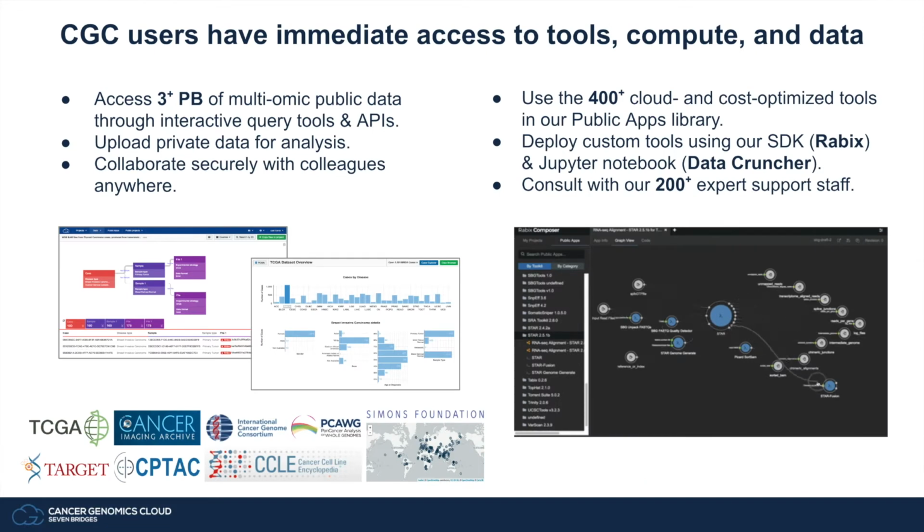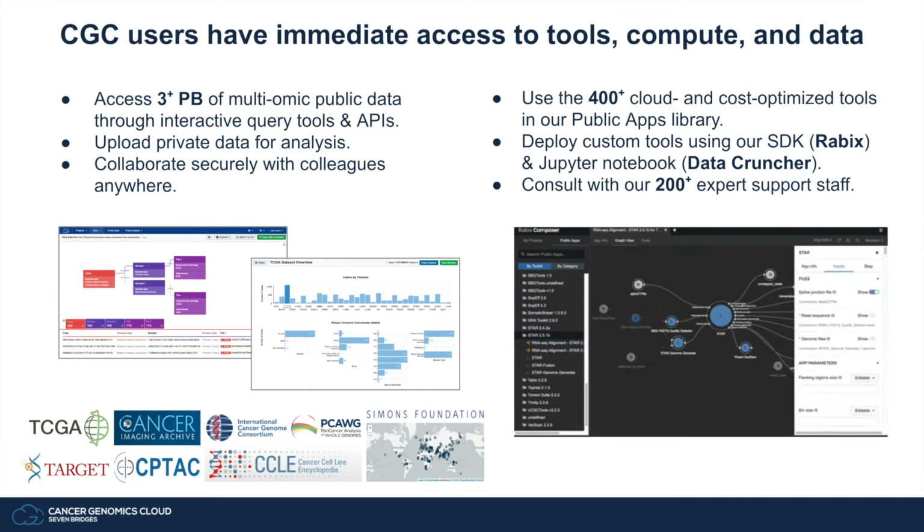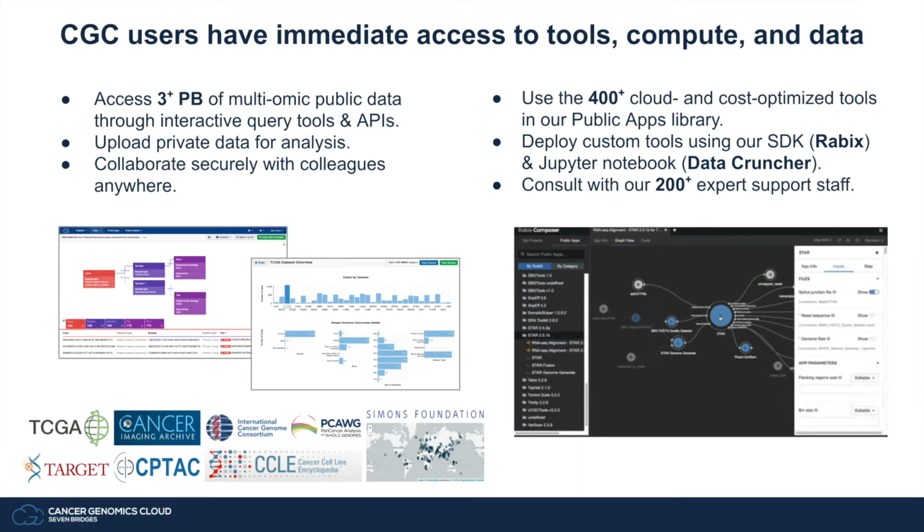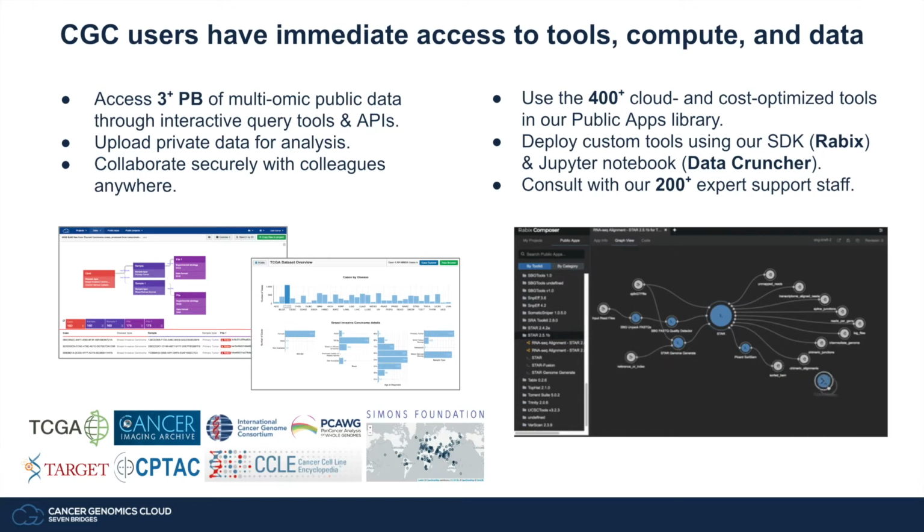When you join the CGC, you have immediate access to tools, compute, and data. Tools here represent workflows, also called pipelines or apps, and we have about 400 of them available that have already been optimized that you can use for free, no worries. Also on the bottom right here, we're showing our Rabix editor, which is actually taking a workflow, a collection of tools, all the blue nodes that you see in there, this is STAR, and it's adding on the end here a fusion tool. So you can extend the workflow, create new outputs, and now you have a new workflow that you can use in the cloud.